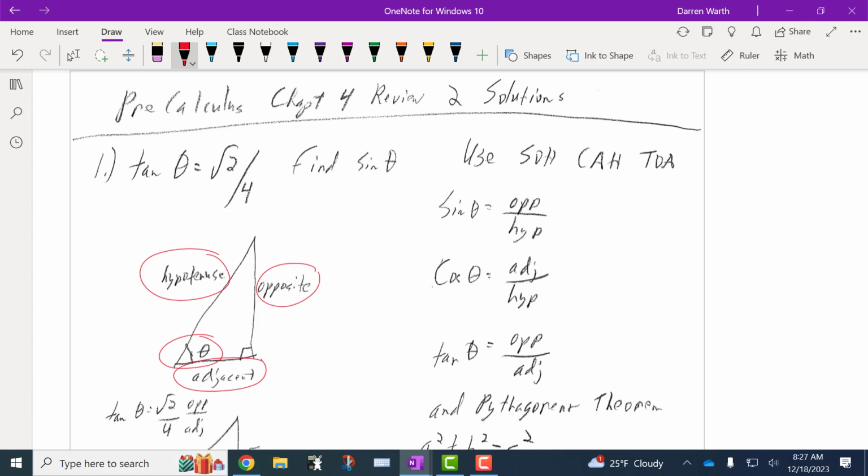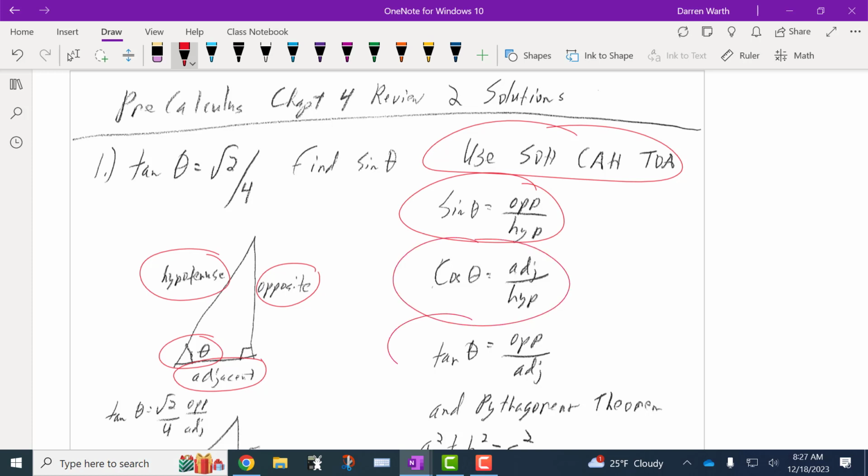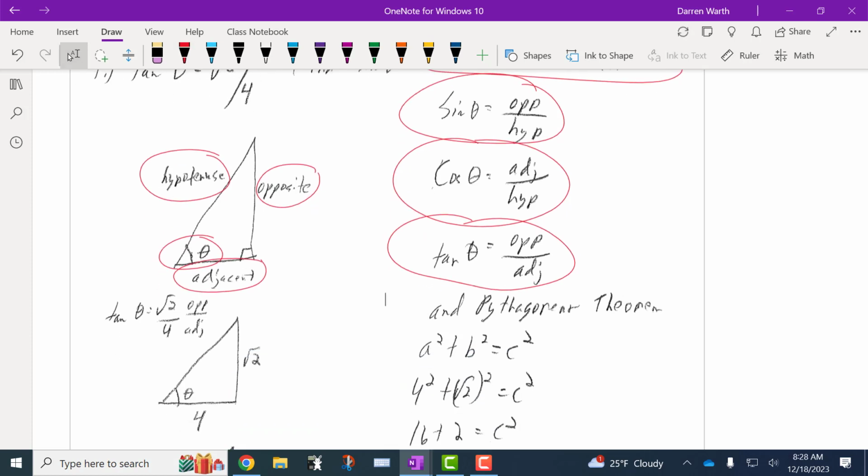So now just remember the definitions, you can use SOHCAHTOA. Sine is equal to opposite all over hypotenuse. Cosine of theta is equal to adjacent all over hypotenuse. Tangent of theta is equal to opposite over adjacent. And you also need to remember your Pythagorean theorem: a squared plus b squared equals c squared. Using those three things, we can establish our right triangle.